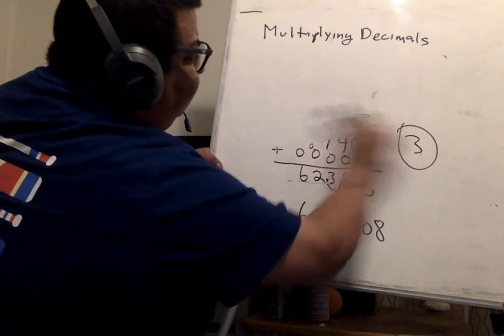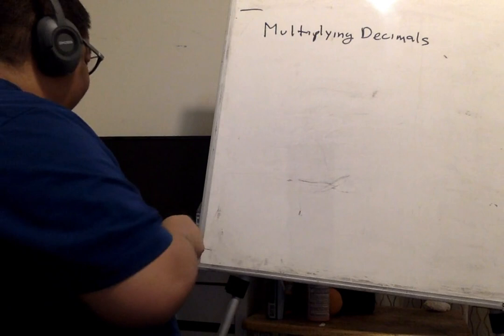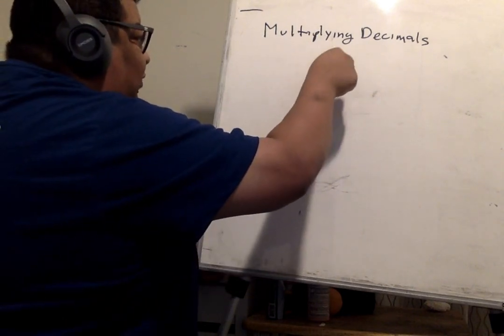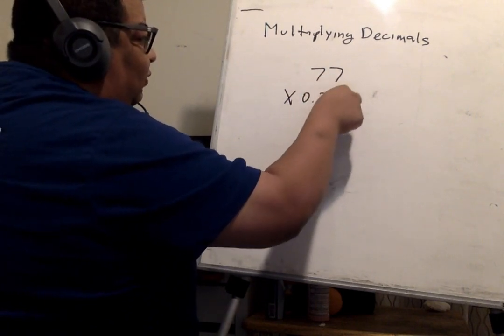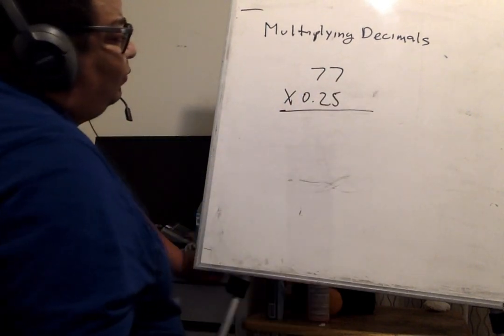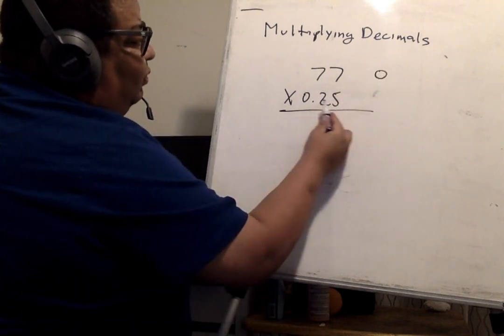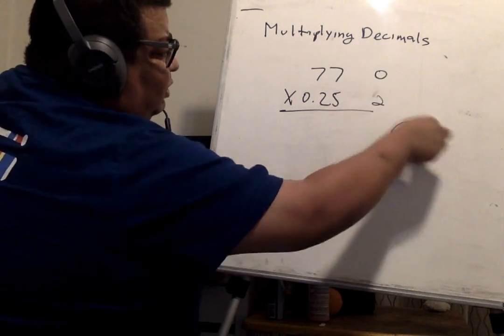Next one. 77 times 0.25. Here, 0 digits. How many digits here? 2. 0 plus 2, 2. So the magic number is 2.